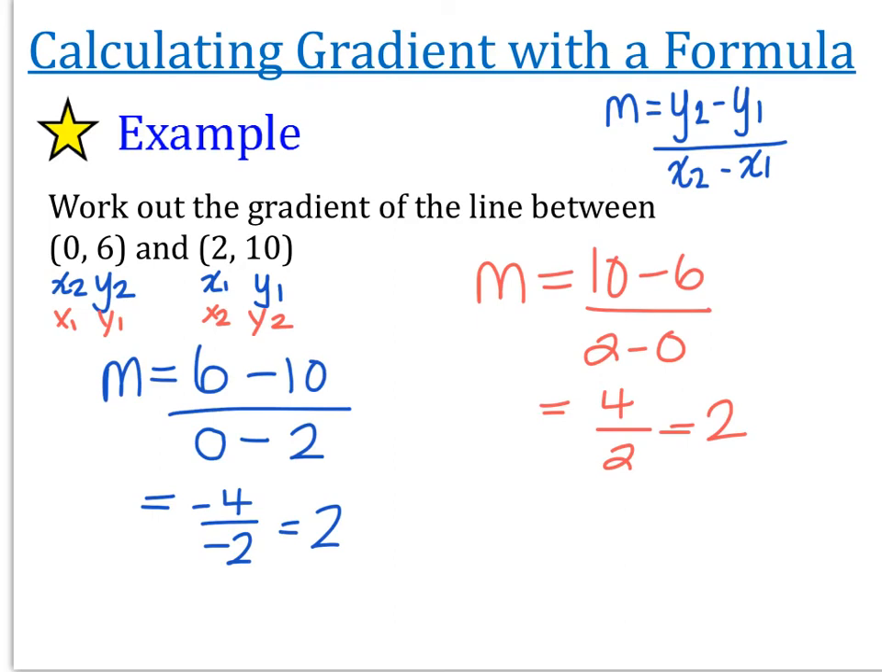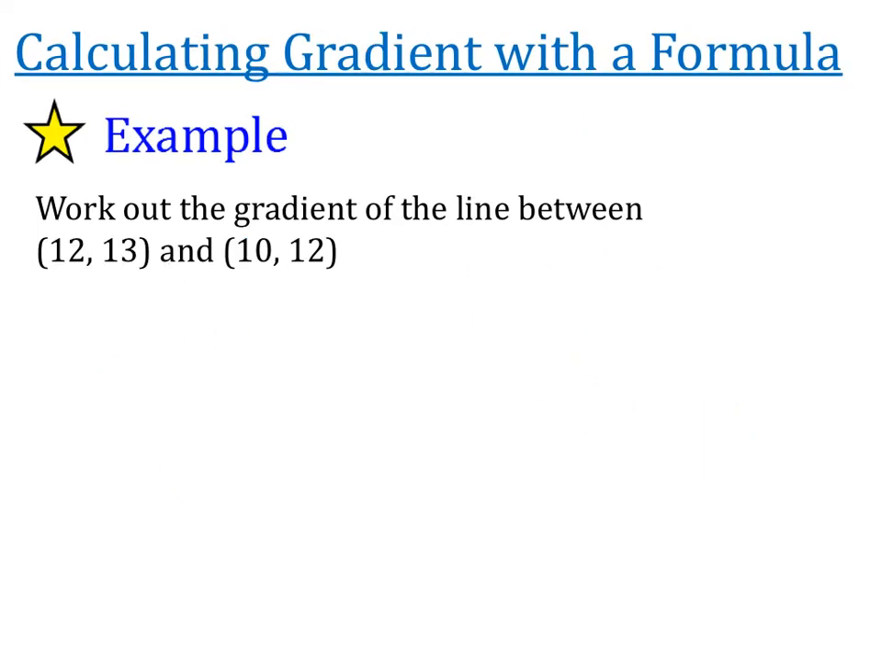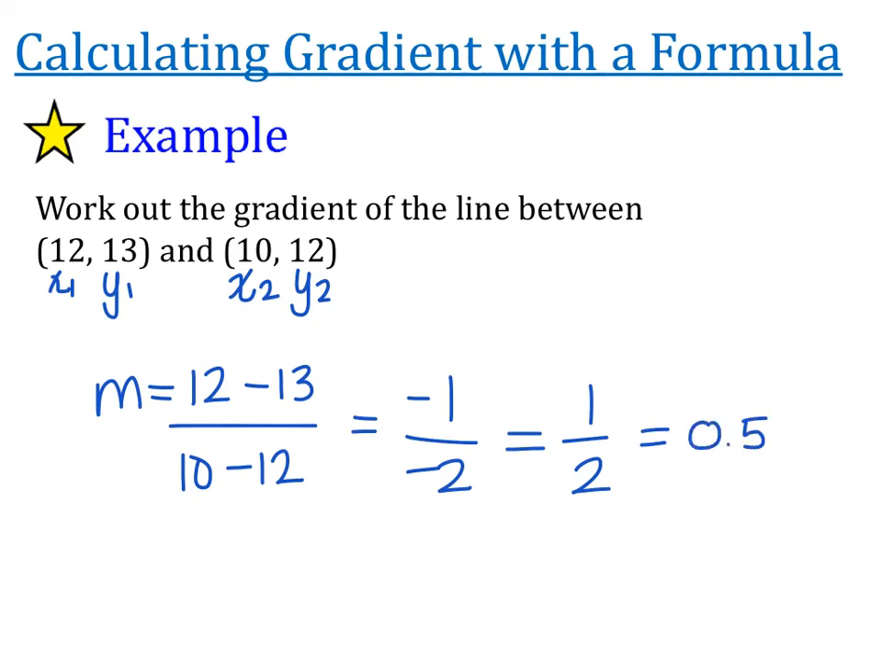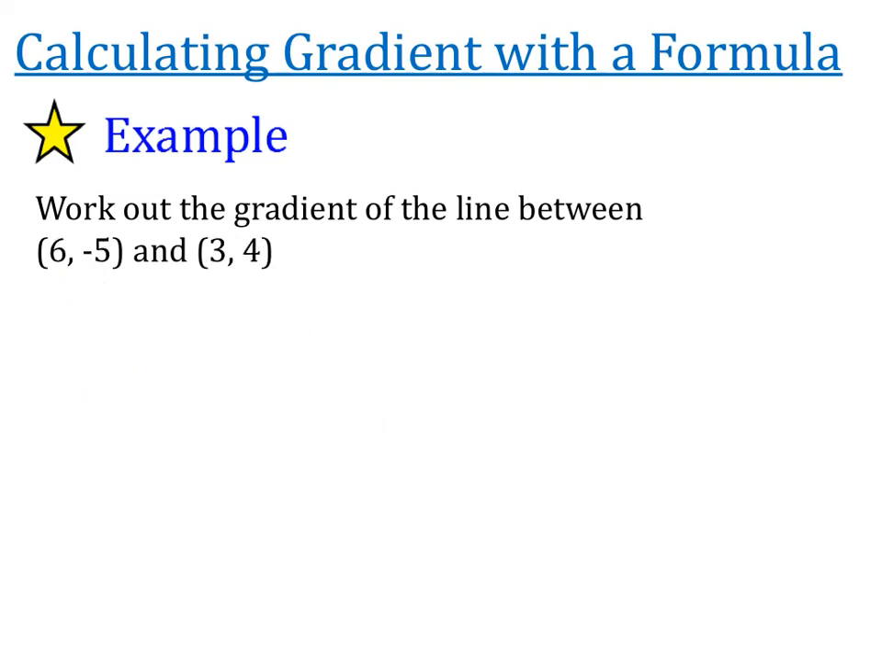All right, let's try another example. No negatives just yet, but this one has a fancy twist at the end. So I'm going to go ahead and label these x1, y1, and x2, y2. And the gradient is going to be 12 take away 13 divided by 10 take away 12, which is going to give me minus 1 over minus 2. Which is equal to 1/2. Now, if you'd like to, you can write that as 0.5, but usually I like to keep them as fractions.